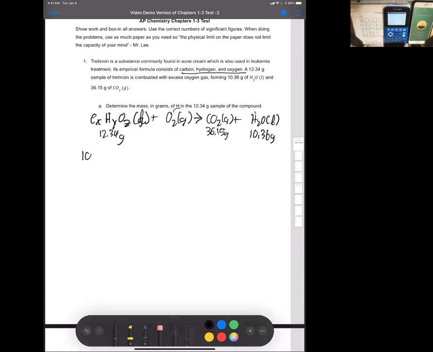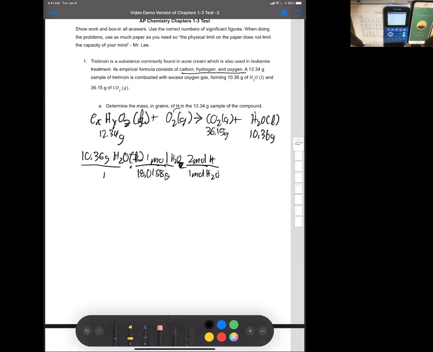So I can say 10.36 grams of H2O liquid times the mass over molar mass, so 18.0158 approximately grams per mole. Remember, mass over molar mass equals moles. You need the calculator for that because it's a really quick step. And this is 1 mole of H2O, which has 2 moles of H.